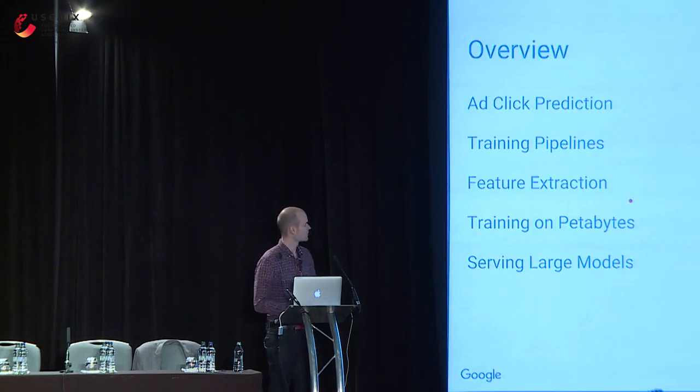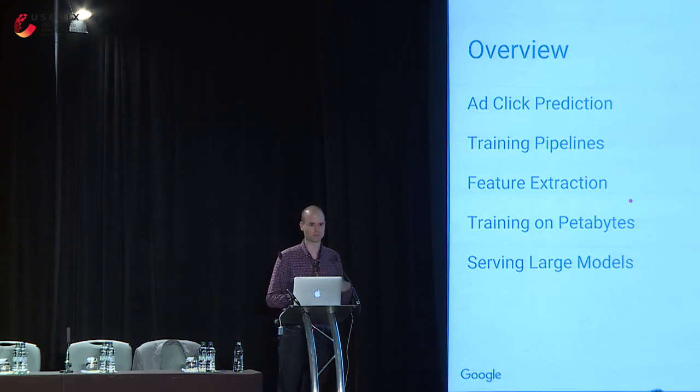Now, a bit of an overview for the talk. Because it's ad click prediction, and I figure some of you might not be familiar with the problem, I'm going to briefly introduce the problem and how you can use machine learning to help solve it, maybe better than heuristics. And then I'll show you the basic overview of a training pipeline that will close the loop to making these predictions. And I'll dive a bit deeper into the feature extraction aspect, which is interesting in its own right.